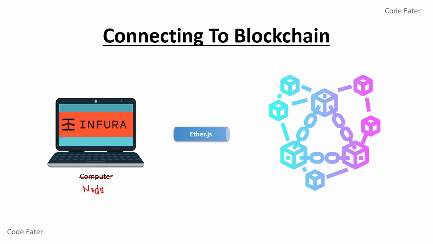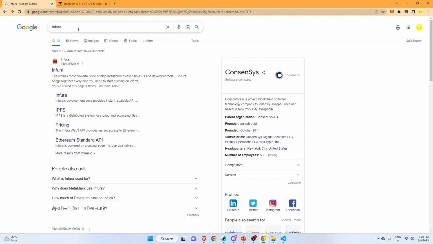And now we can use this node to be part of this blockchain network. In order to communicate with all these different blockchains, we will require the Ether.js library. So first of all, let us go to the Infura website, where we are going to use this. In order to use Infura so that we can convert our normal computer into a node, we need to go to Google. We have to type Infura. Then we will have this link by the name of Infura, definitely.